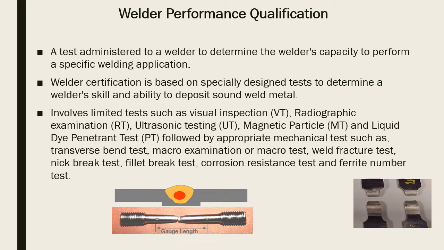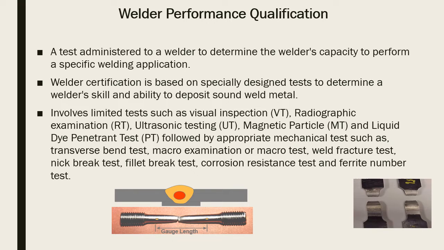Welder performance qualification is a test administered to a welder to determine the welder's capacity to perform a specific welding application. Welder certification is based on specially designed tests to determine a welder's skill and ability to deposit sound weld metal. This involves limited tests such as visual inspection, radiographic, ultrasonic, magnetic, and liquid dye penetrant testing, followed by appropriate mechanical tests such as transverse bends, macro examination or a macro test, weld fracture test, nick break test, fillet break test, corrosion resistant tests, and ferrite number tests.